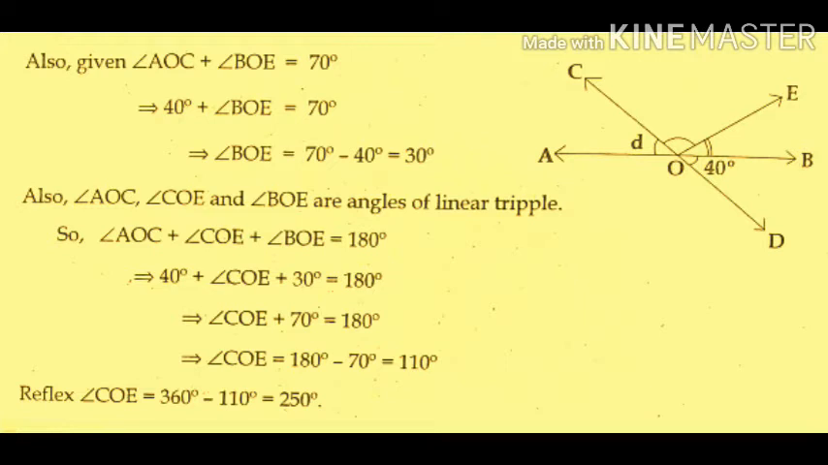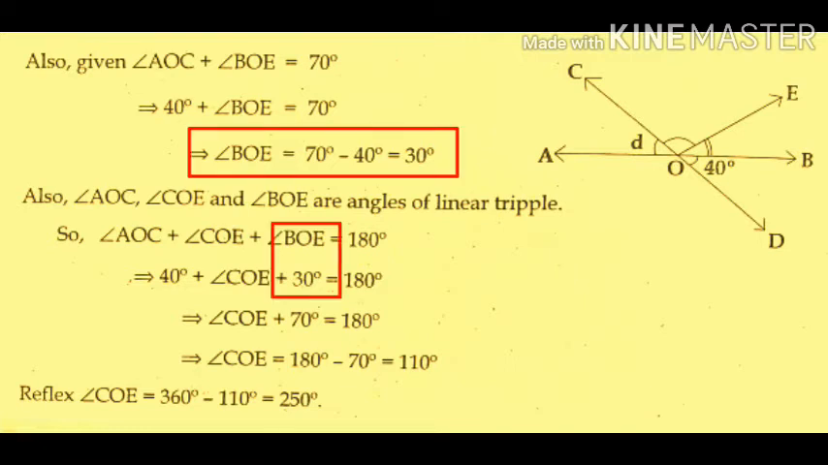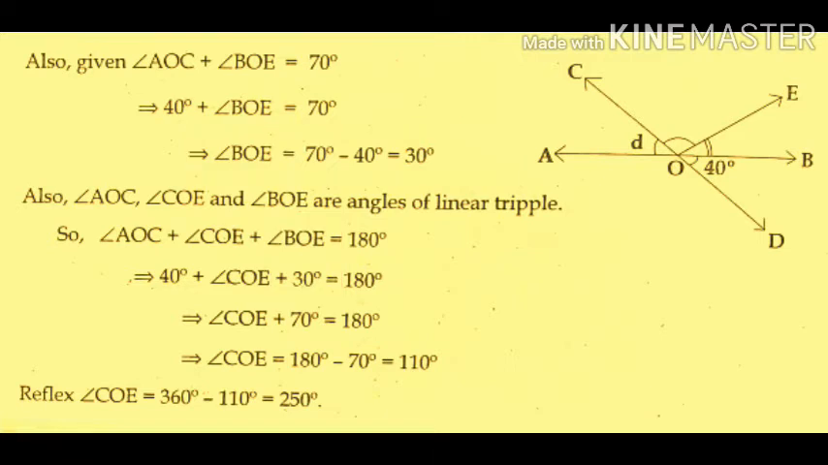Observe the picture. Angle AOC, angle COE and angle EOB form a linear triple. So the sum of these angles is 180 degrees. Therefore, angle AOC plus angle COE plus angle BOE is equal to 180 degrees. That implies angle AOC value is 40 degrees plus angle COE plus angle BOE value is 30 degrees, that is equal to 180 degrees.